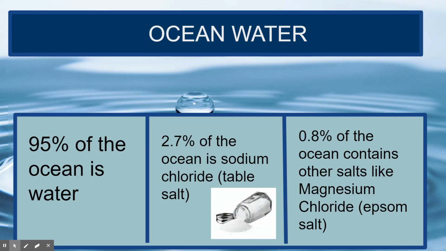And then for ocean water, specifically here we're talking about ocean water, 95% of the ocean is water, and the other 5% is a mixture. There's about 2.7% of the ocean that we found to have sodium chloride, or table salt. And then 0.8% of the ocean will have other salts like magnesium chloride, which you may have heard of as Epsom salts. You can find those at places like Bath and Body Works. They are used for skin care and other things.